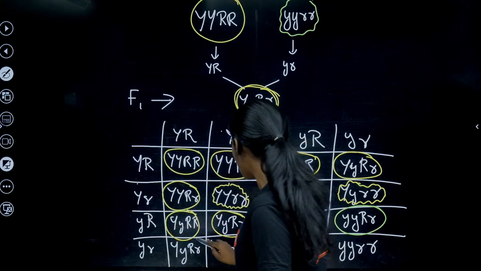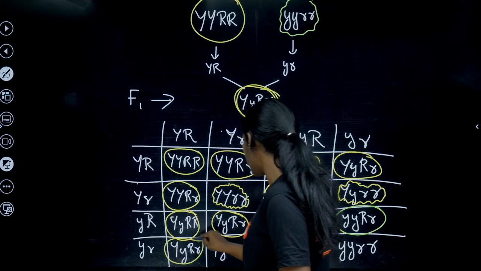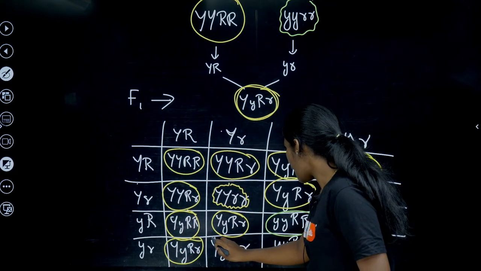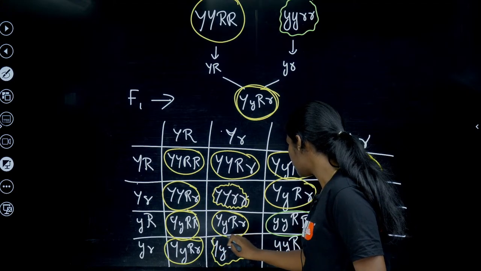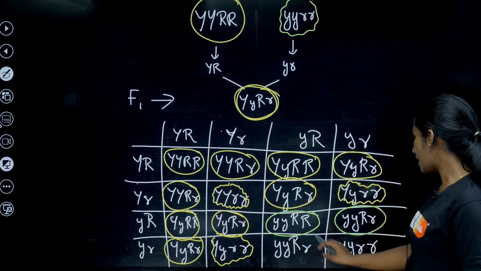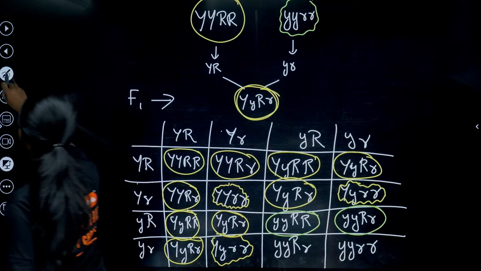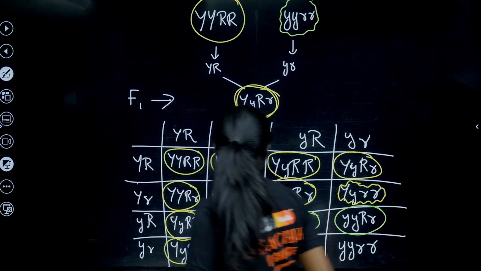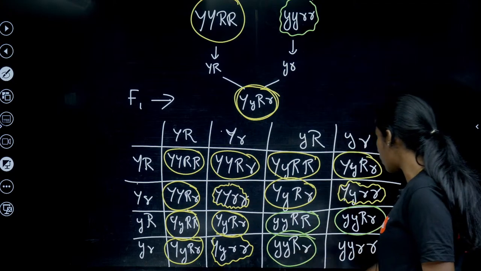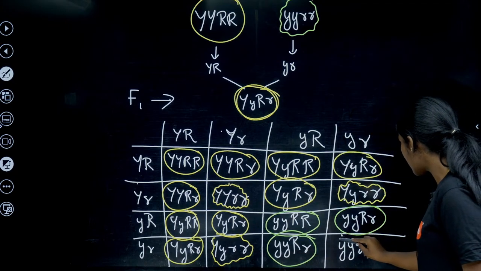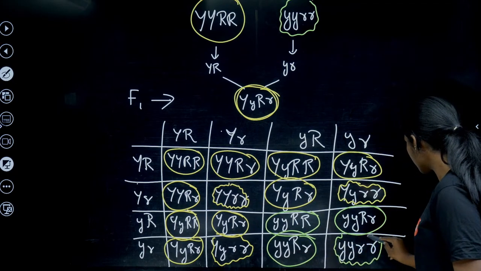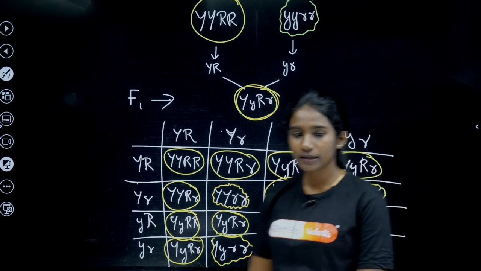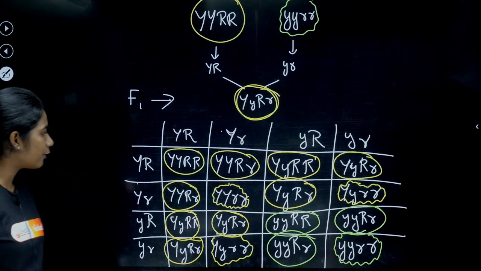So now again over here it is yellow and round. Yellow and wrinkled. And again here it is green and round. Right? This is green and round. And again here it is green and wrinkled. Right, it is green and wrinkled. So what will be the phenotypic ratio?